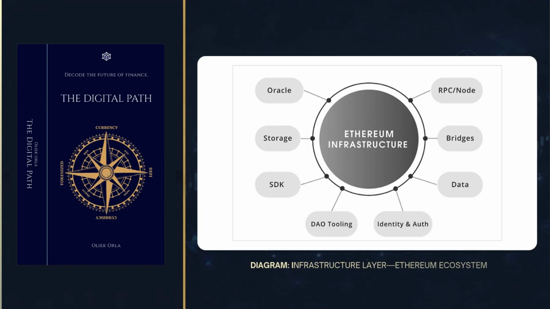Data and indexing. Efficient application performance requires fast access to historical on-chain data. The Graph solves this by indexing Ethereum data and exposing it through structured APIs. This enables analytics dashboards and user interfaces without the need to process raw blockchain data directly.